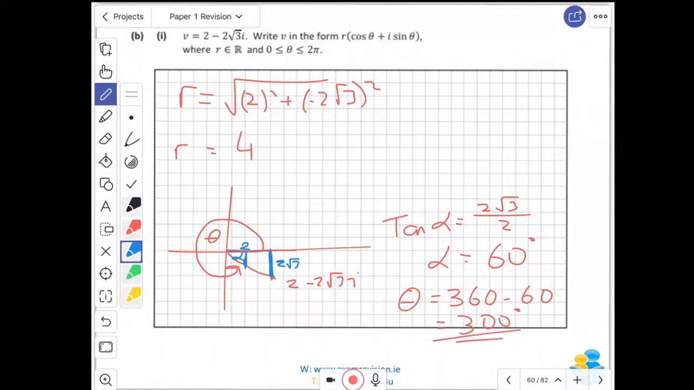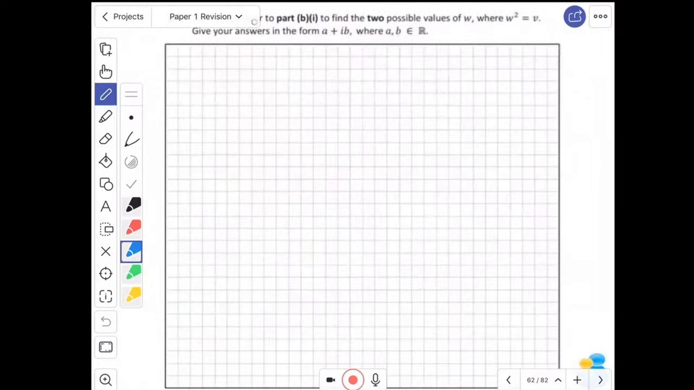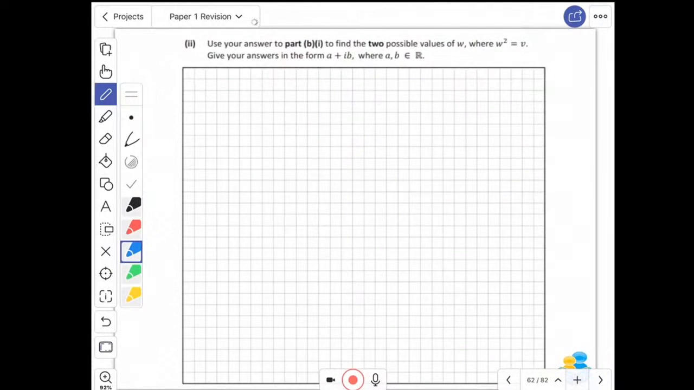Okay, so again, to write this in polar form, which we went through in the last question, it's going to be 4 bracket cos 300 plus i sin 300. Okay, and that's your answer for the first part of that question. Now as I said, you can obviously write that in radians as well if you wanted to, but you didn't have to. Probably should put my little degrees in there as well. Okay, so the next part of this question is where we're being asked to use your answer to part b(i) to find 2 possible values where w squared equals v.